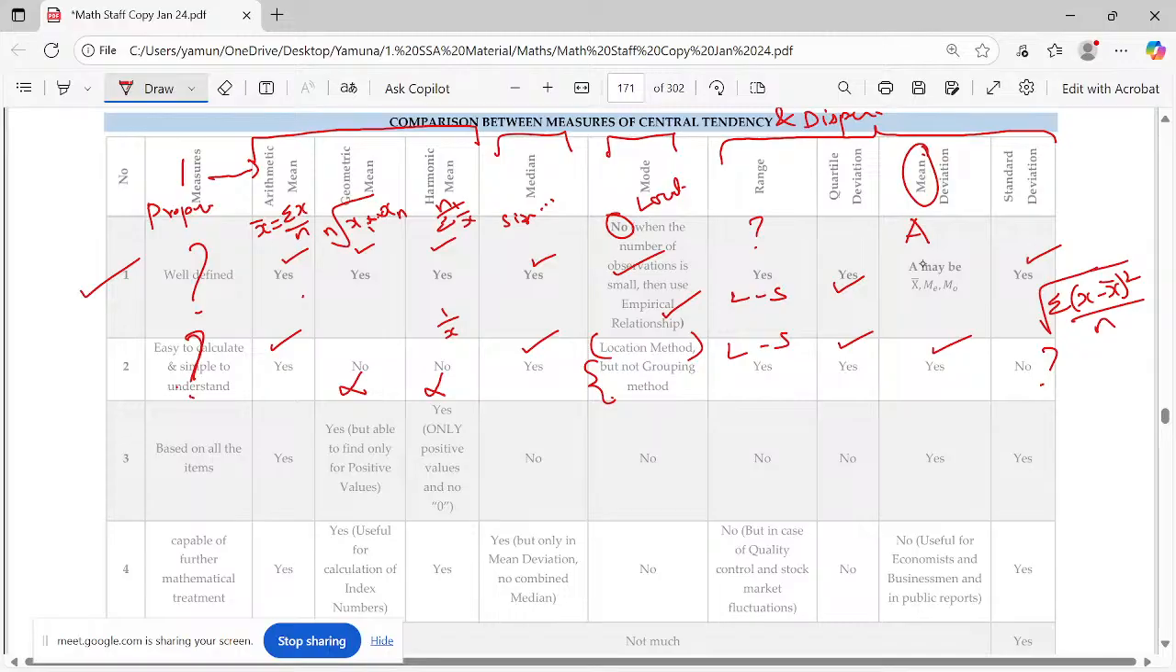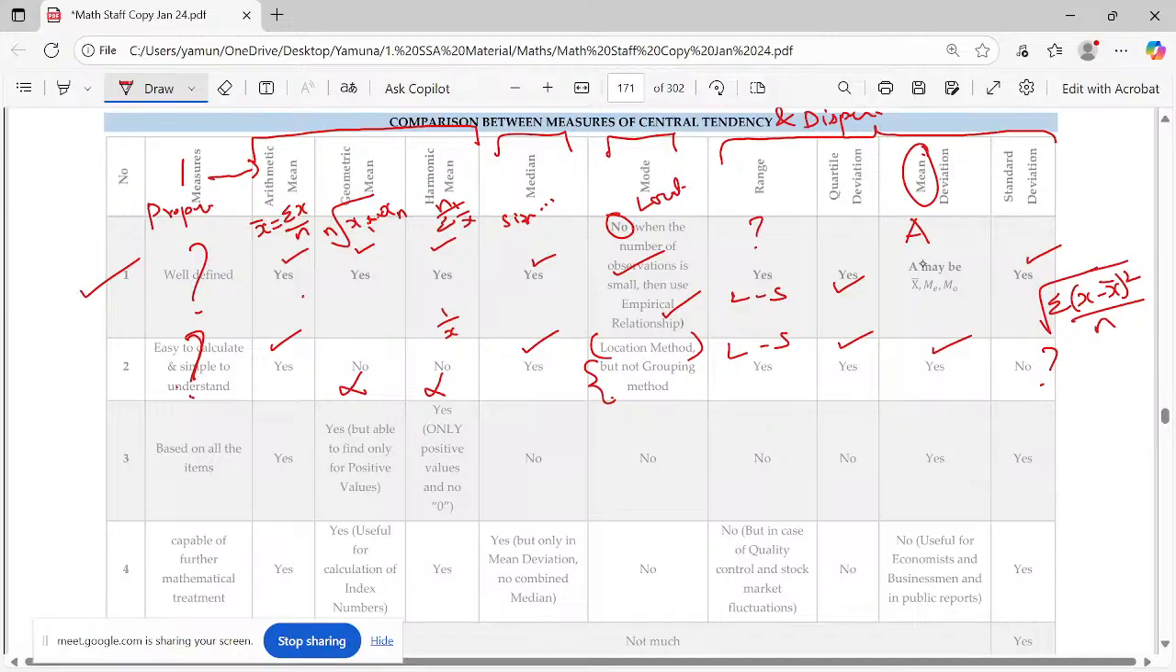It's over there. Why do you have to take care of all these square roots and so on? I have discussed something related to properties, right? When you take x minus x bar the whole square, it will be minimum. That's why standard deviation is quite famous compared to other measures. See, for all the 13 properties, one thing you have to keep in your mind.